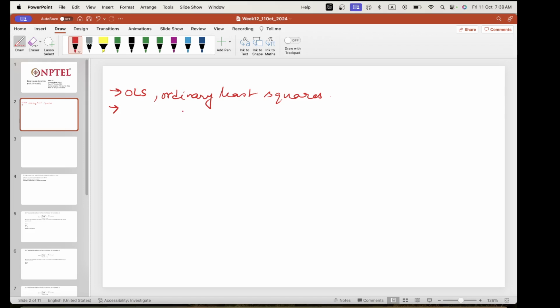We learned about hypothesis testing of the parameters, and then about generalized least squares. Here, if we had a response variable y equal to x beta plus epsilon, then in case of an OLS, the variance of epsilon would be equal to sigma square I. Then only the homoscedasticity assumption would hold.